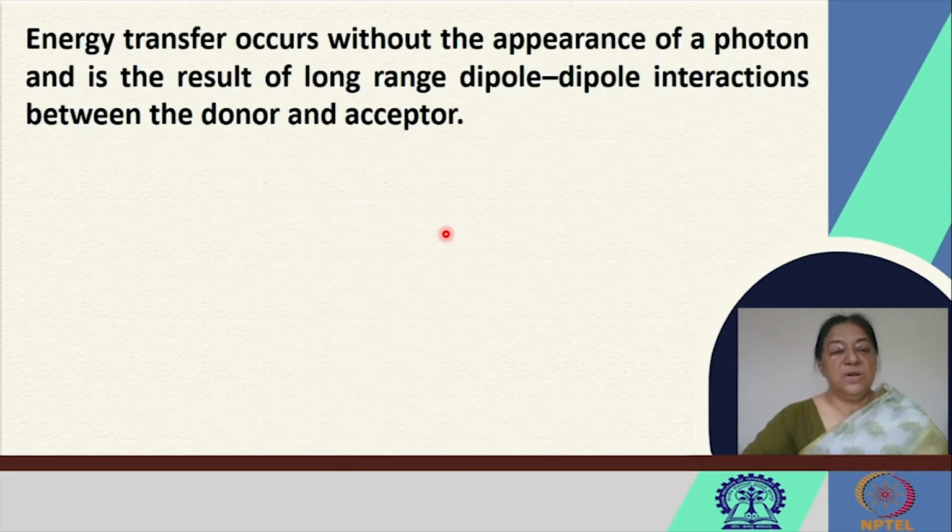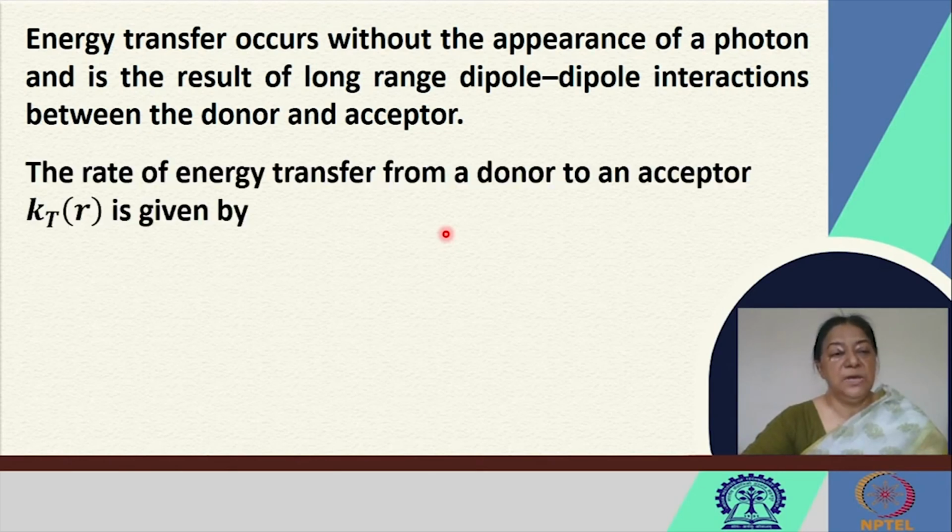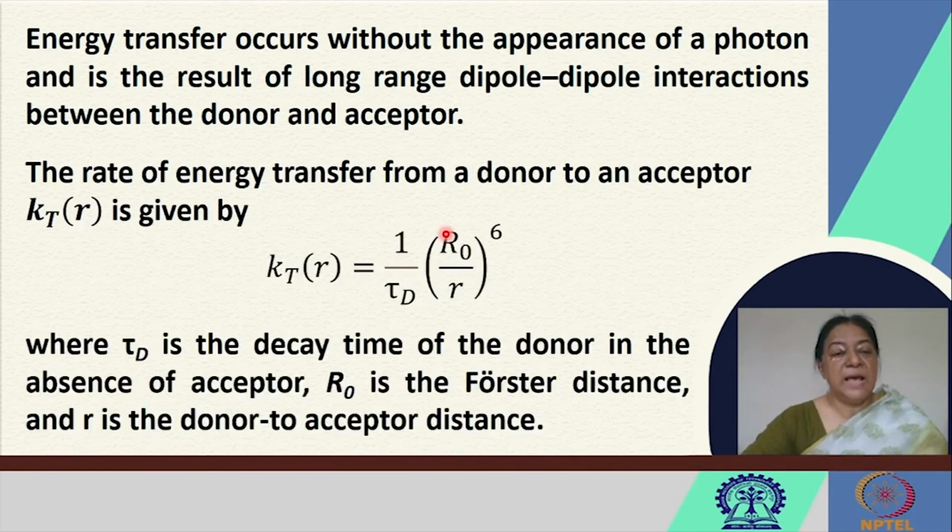This energy transfer occurs without the appearance of a photon and is a result of the long-range dipole-dipole interactions between the donor and the acceptor. The rate of energy transfer is given by kT(r) equals 1 over tau d times (R0 over R) to the sixth power, where tau d is the decay time of the donor in the absence of the acceptor. R0 is the Forster distance, which we will see what it means in a moment, and R is the donor to acceptor distance.